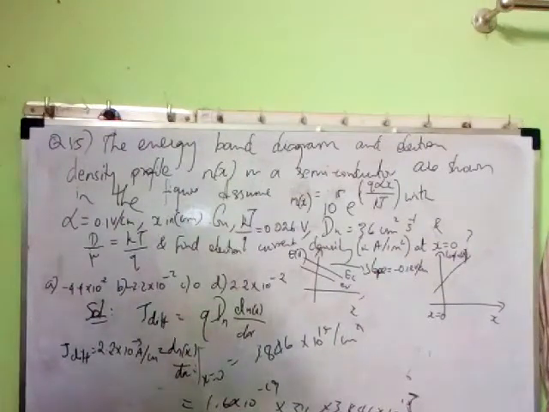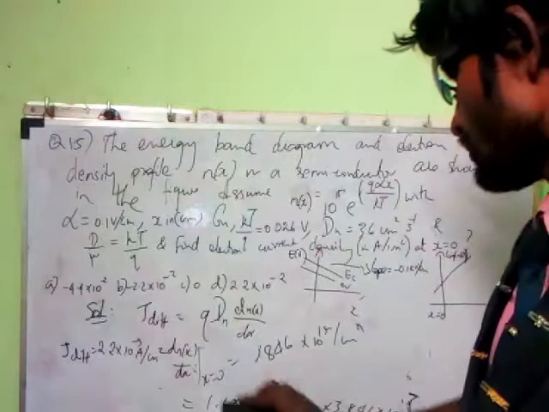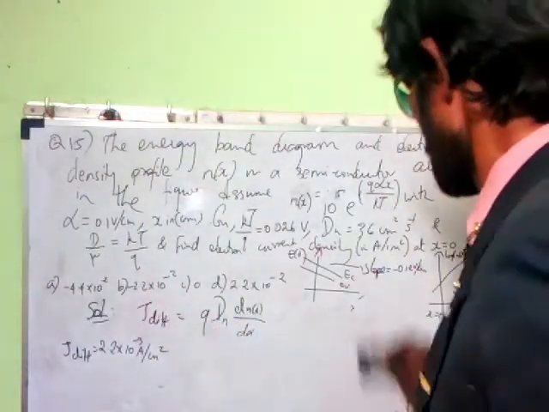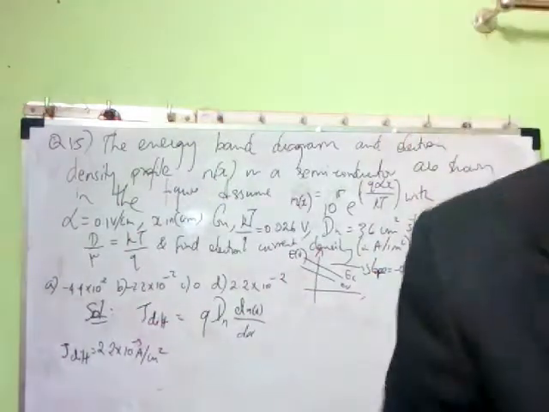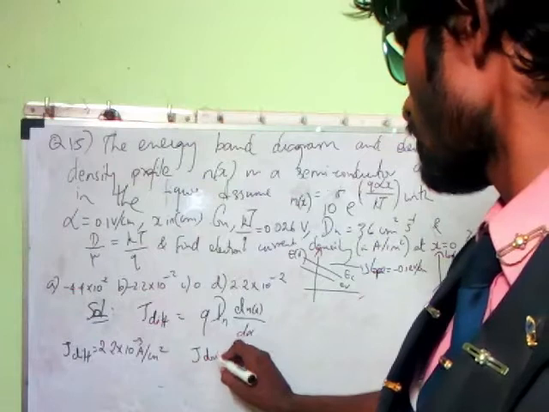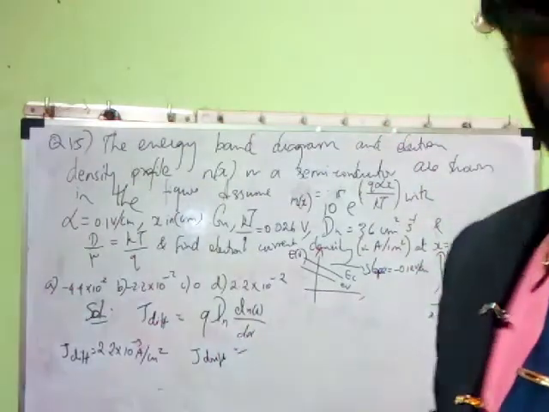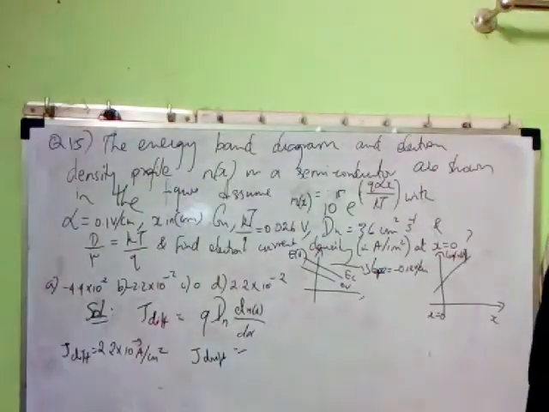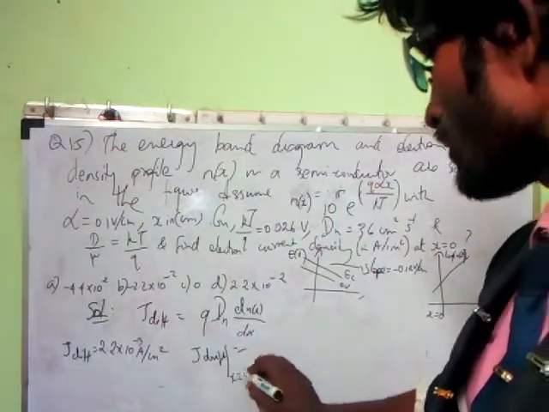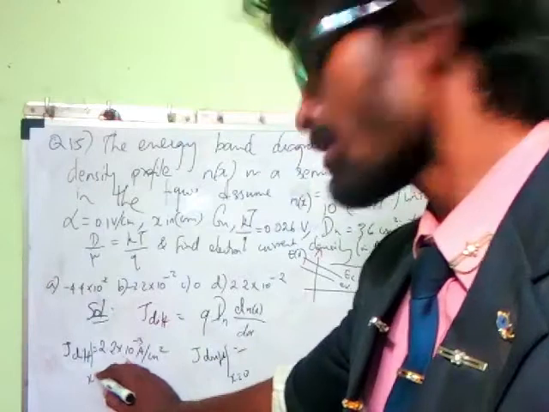What's the next one? It is about the J drift, okay? No problem, I just remove these things. Now I have to go for finding out the J drift. So J drift is easier than finding the J diffusion. The J drift value is, for this one, x equal to 0, okay? So this is J diffusion at x equal to 0.